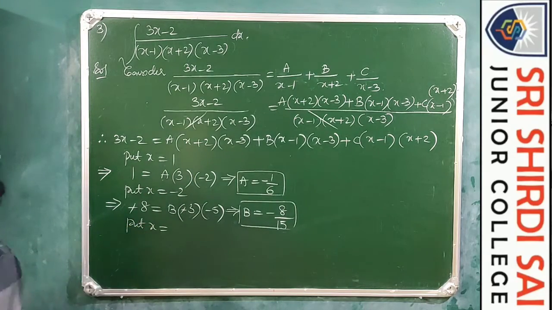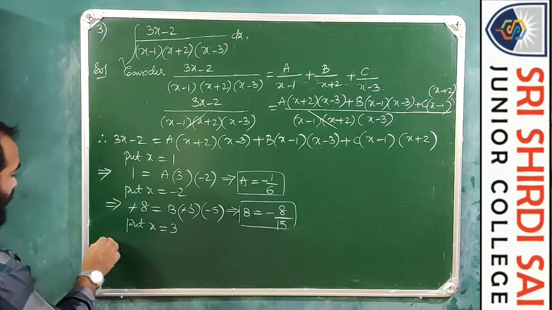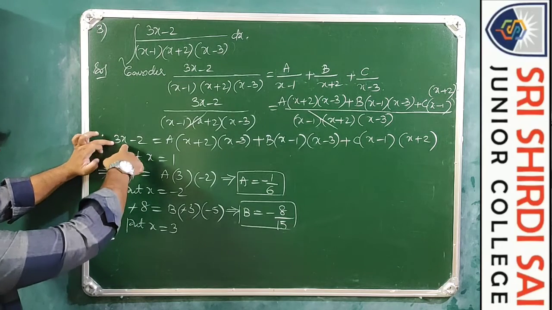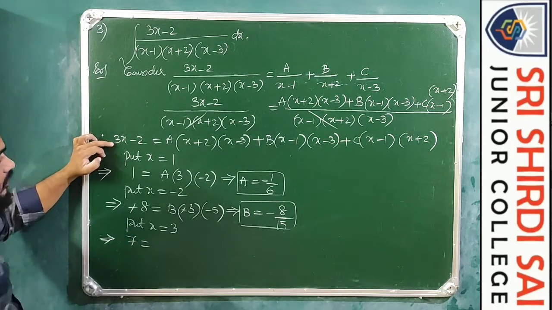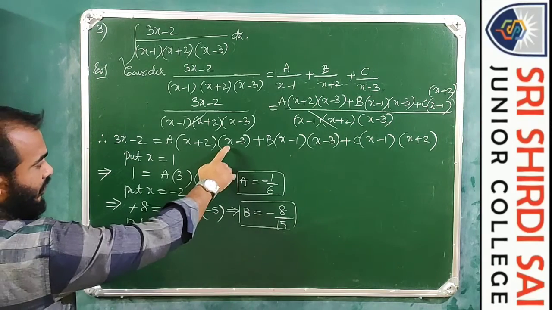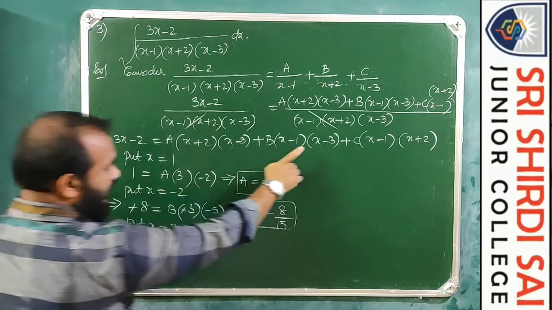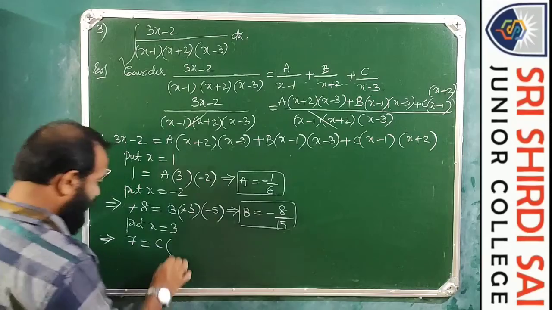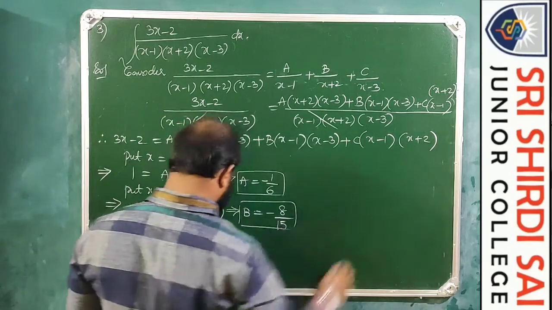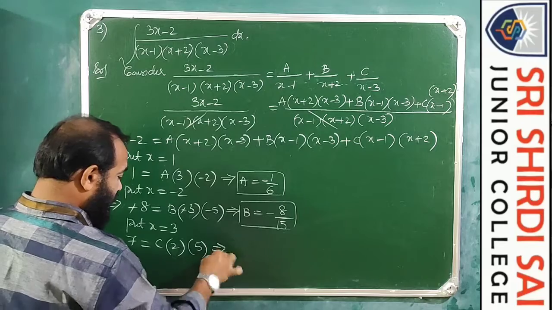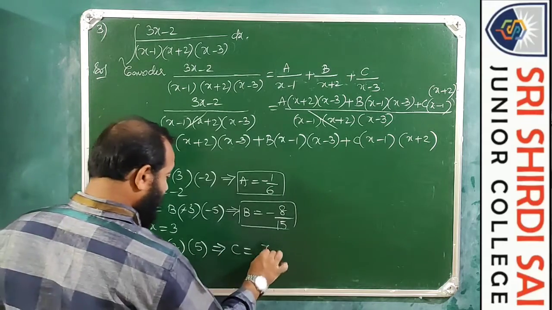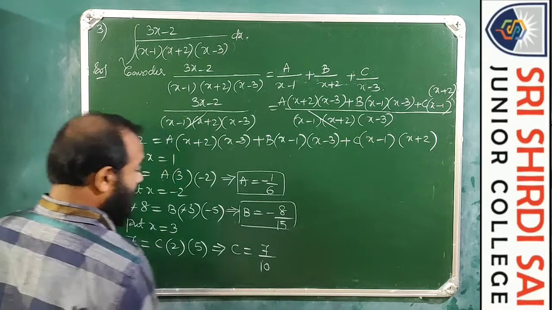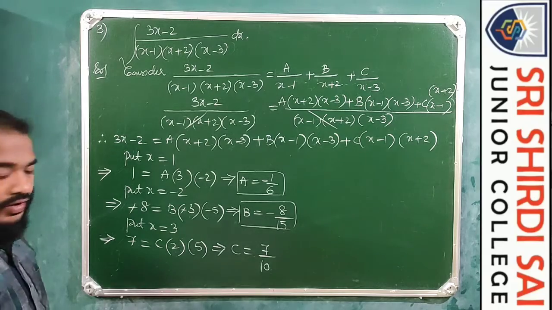Put x equals 3. 3 3s are 9, 9 minus 2 is 7. On substituting 3 here it will be 0, and 3 minus 3 is 0. So we are left with the last term, c into 3 minus 1 is 2, 3 plus 2 is 5. So c is equal to 7 by 2 5s, which is 10. So these are the values that we have obtained.